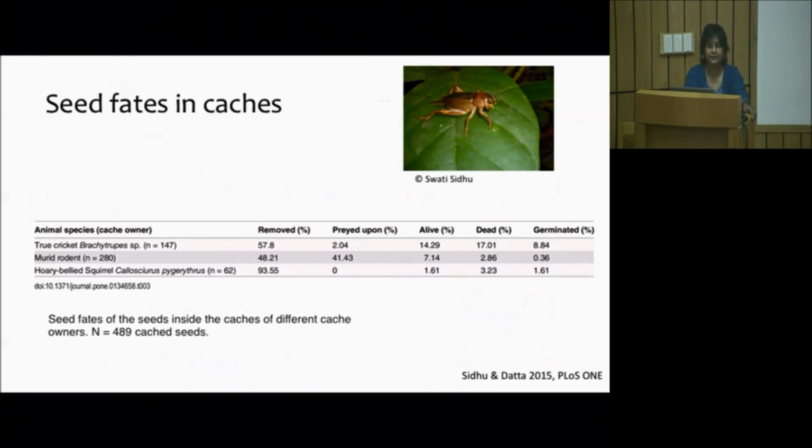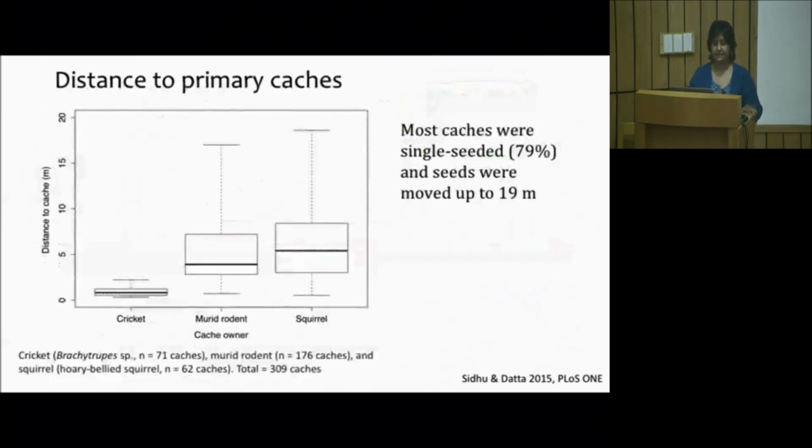So these are the different cache owners, and that's the cricket which we found. We looked at 489 cache seeds. Most caches were single seeded, and this is what is called scatter hoarding. It's not like in the temperate forests, where you have pine forests where woodpeckers or some of these squirrels do larder hoarding, right? Whereas here it's scatter hoarding, which is more common in these tropical forests. And the seeds were moved a maximum distance of up to 19 meters, I think, in the case of the squirrel.